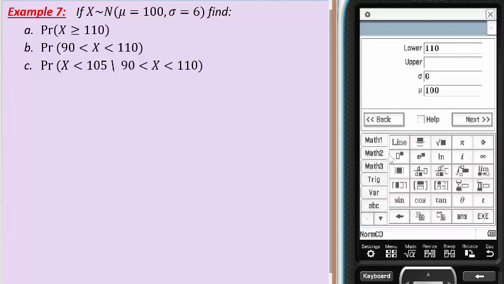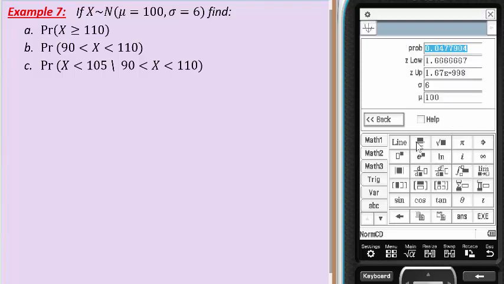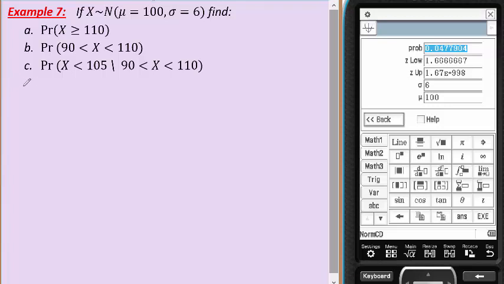We're going to hit keyboard, Maths 2, and there's our infinity button. So we'll just do that and hit next, and we get a probability of 0.0478. What we're going to do is make sure the examiner knows how absolutely wonderful we are.